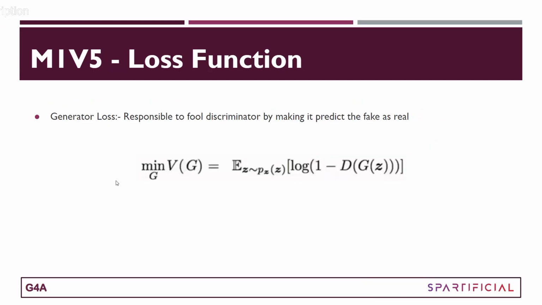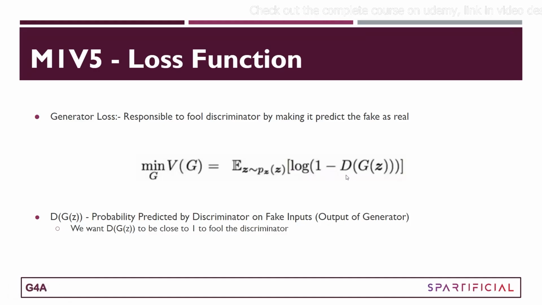And over here, if you remember, the aim of the generator is to fool the discriminator by making the discriminator predict fake as real. The idea is that even though we have a fake input, we want D of G of z to be as close as possible to 1. If that is what is happening, it means the discriminator is not able to correctly identify fake as fake, and your generator is able to produce results which are very similar to the real ones. So the probability predicted by the discriminator on the fake inputs, we want this term to be as close as possible to 1. That's where we are going to fool our discriminator.